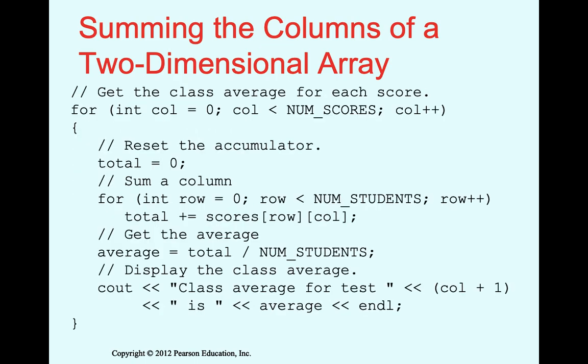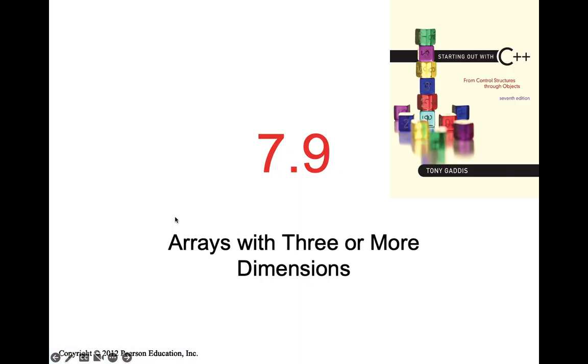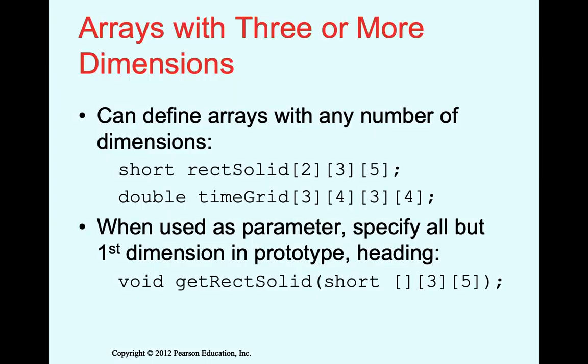How to sum the columns? Same way, but we exchange the loops. So we do the outer for loop for the columns, and the inner one for the rows. So this is how to do the two-dimensional array. Can we have a three-dimensional array or more? Yes. We can define an array like this with 3 values. So this is 3-dimensional. If you want to use it in a function, the first one is empty, and the others you have to fill the values.